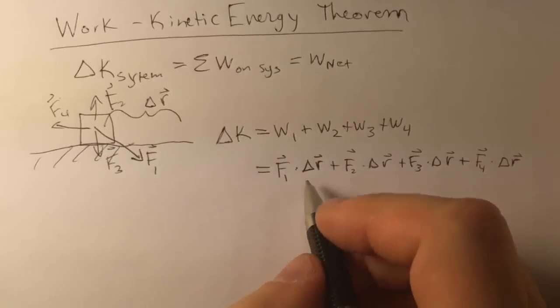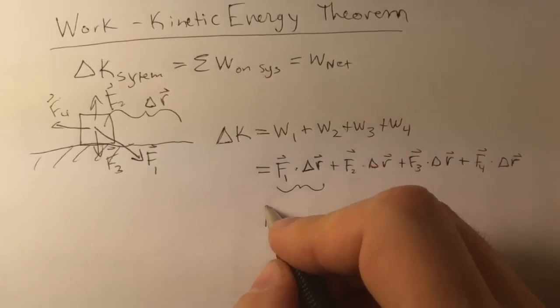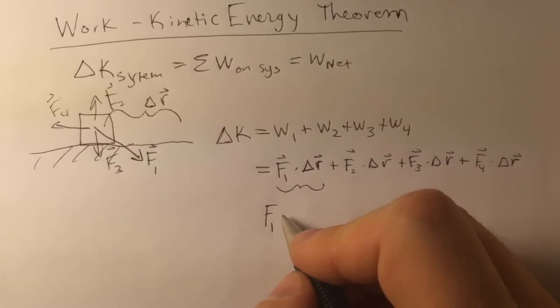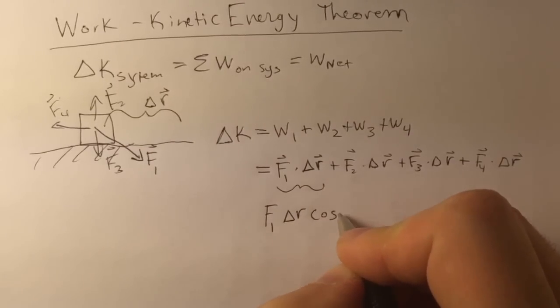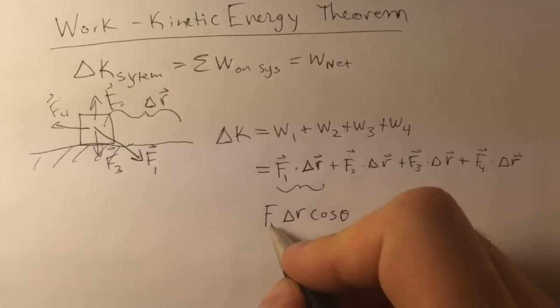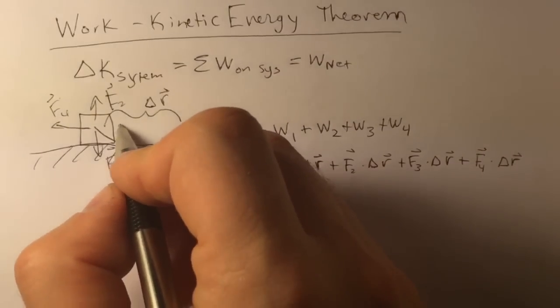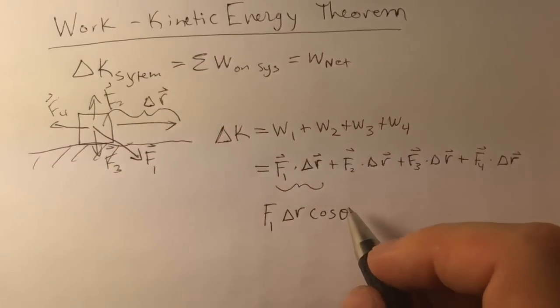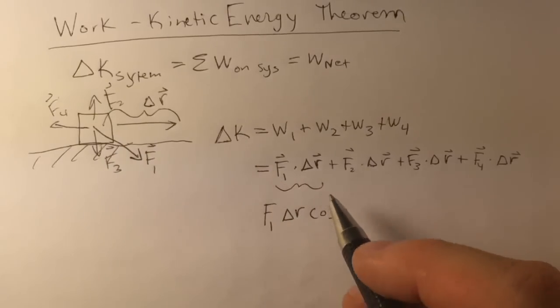Each of these dot products, as I'm sure you all know now, can be written as just the magnitude of the force times the magnitude of the displacement times cosine of the angle between that force and the displacement, where the displacement is something like this. And so that's all you really need to do to use the work-kinetic energy theorem.